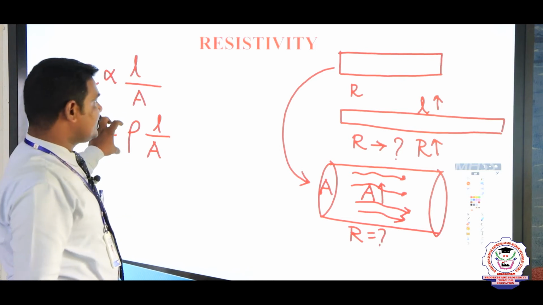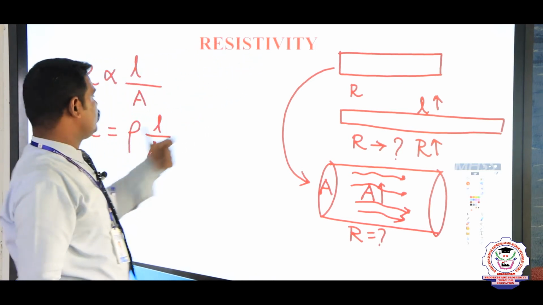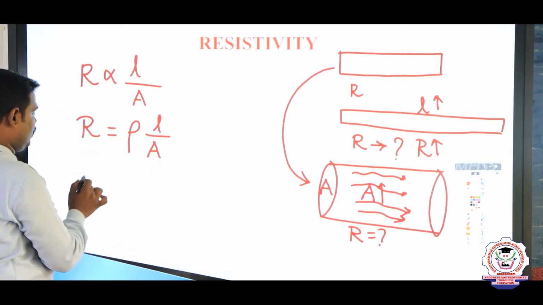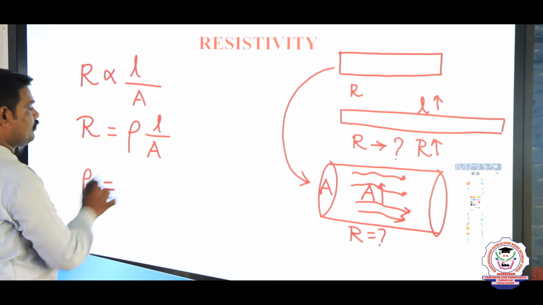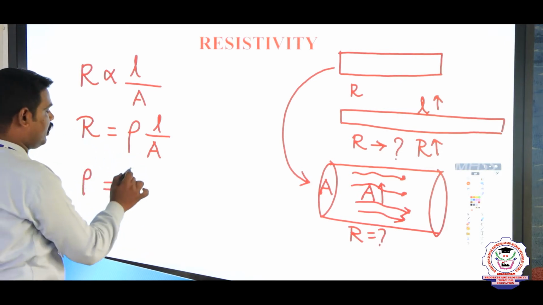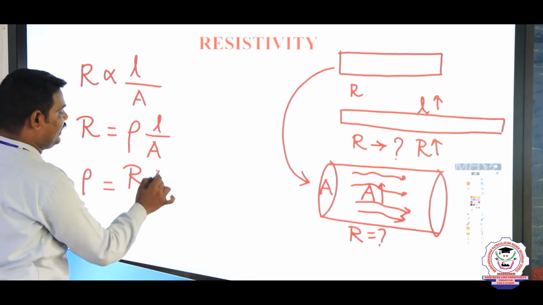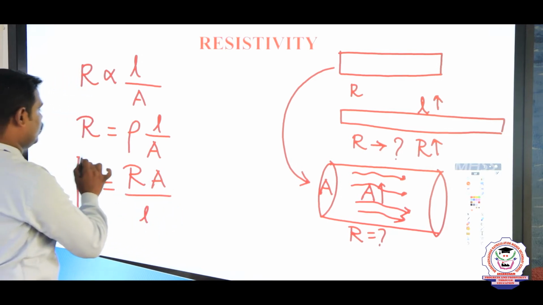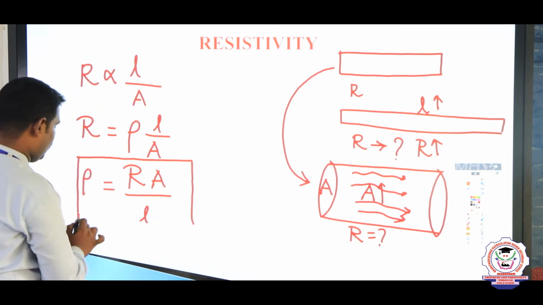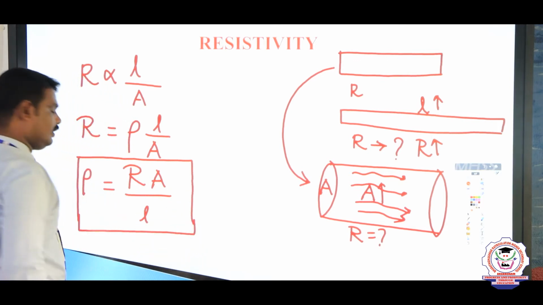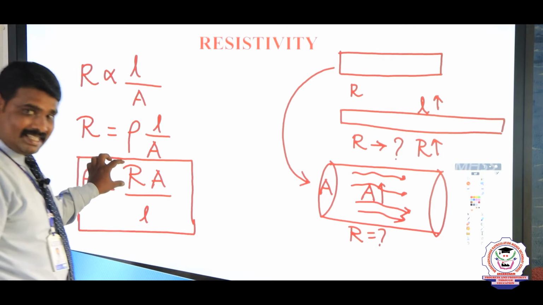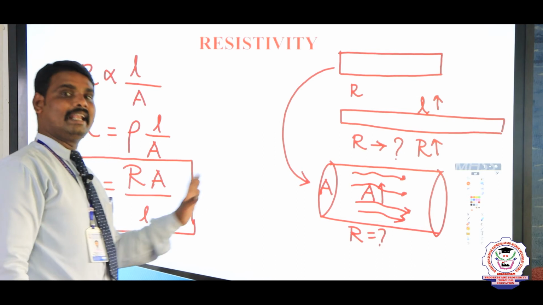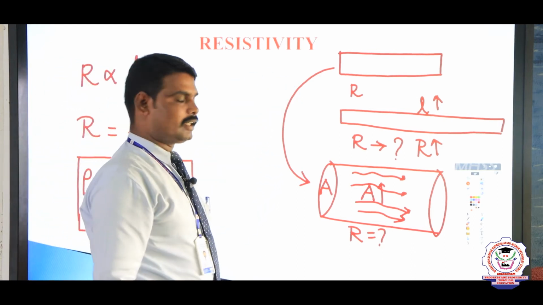This is nothing but resistivity. Rho is nothing but resistivity. From this equation, by cross multiplication, rho is equal to R A divided by L, right? So rho is equal to R A divided by L. R is the resistance, A is the area of cross section, and L is the length of the conductor.